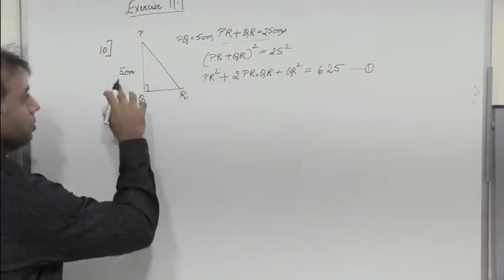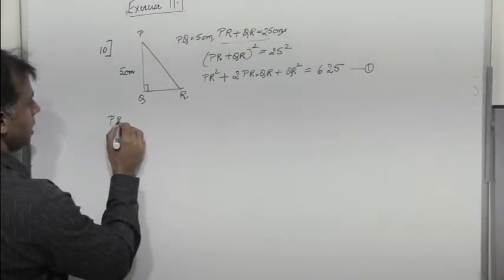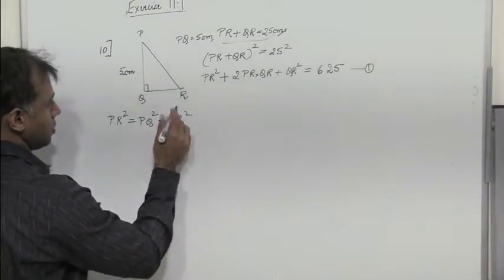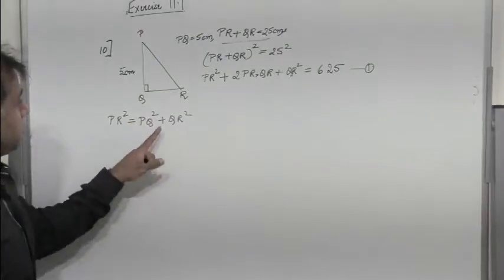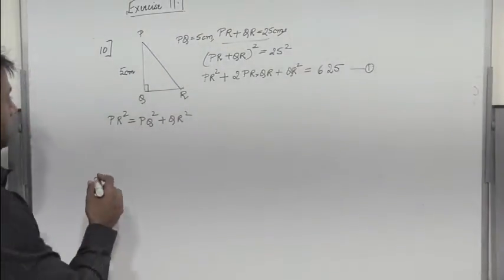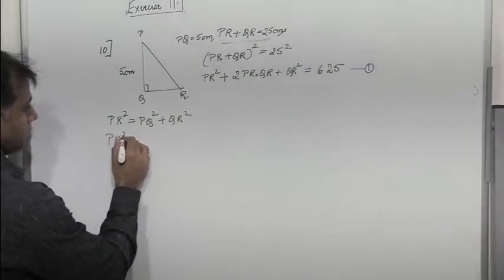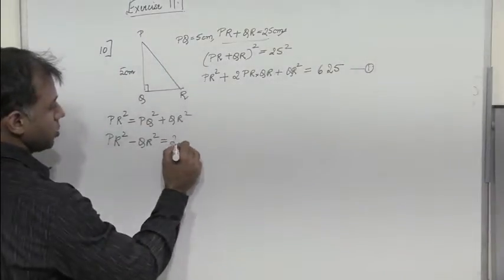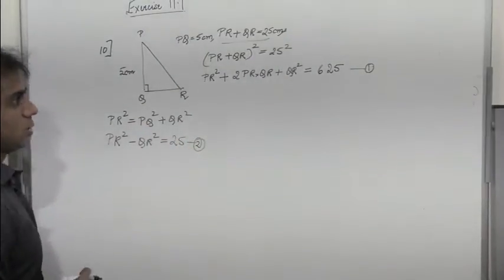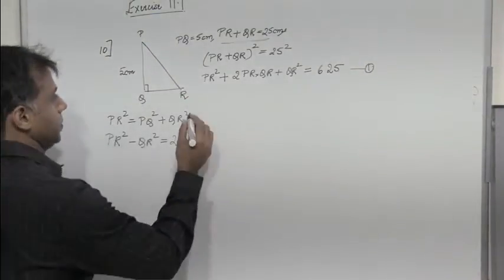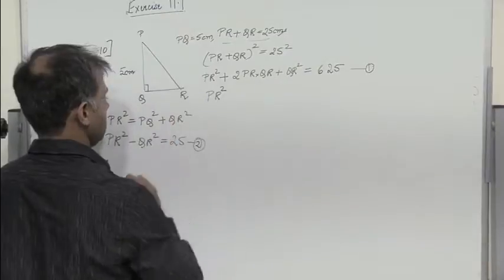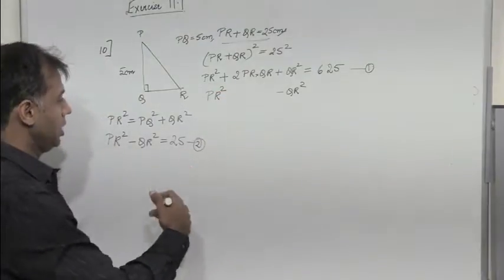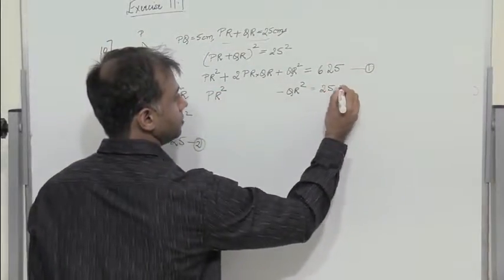Okay, so now from the Pythagoras theorem, we know that PR squared equals PQ squared plus QR squared. Right? So what is PQ? PQ is 5. So therefore, I have PR square minus QR square equals 5 square, which is 25. So this is the second equation. So let me write the second equation here. PR square minus QR square, I'm just writing the elements one below the other, equals 25. So this is the second one.